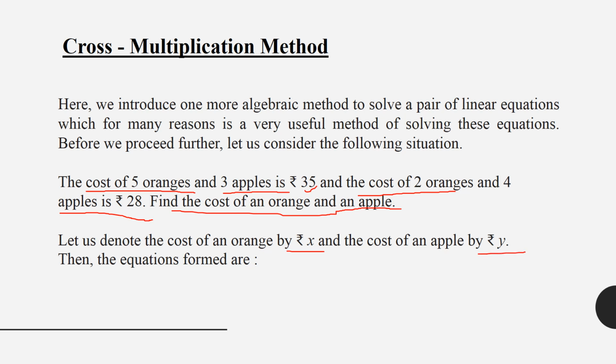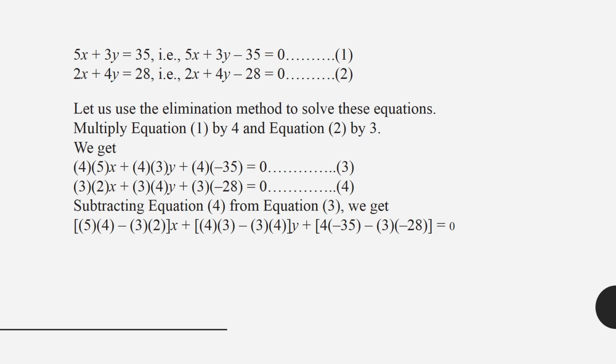So we can form the equations 5x plus 3y equal to 35 and 2x plus 4y equal to 28, which are written in standard form as 5x plus 3y minus 35 equal to 0, 2x plus 4y minus 28 equal to 0. Let us use the elimination method to solve these equations. Now we multiply equation 1 by 4 and equation 2 by 3, so that we can cancel y. But it is not necessary. We will try to find it through the cross multiplication method. So we are just writing the numbers but not solving this.